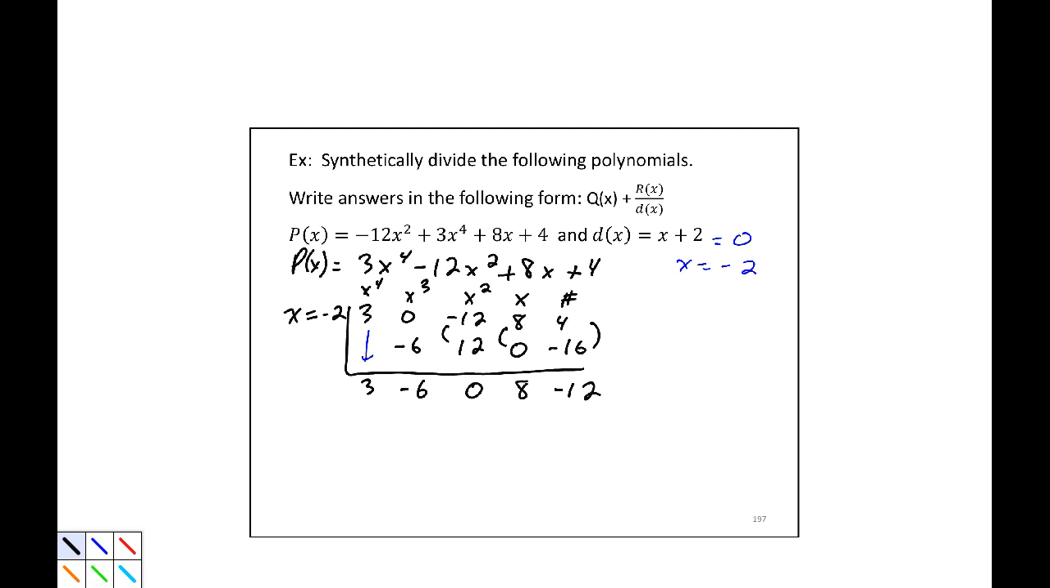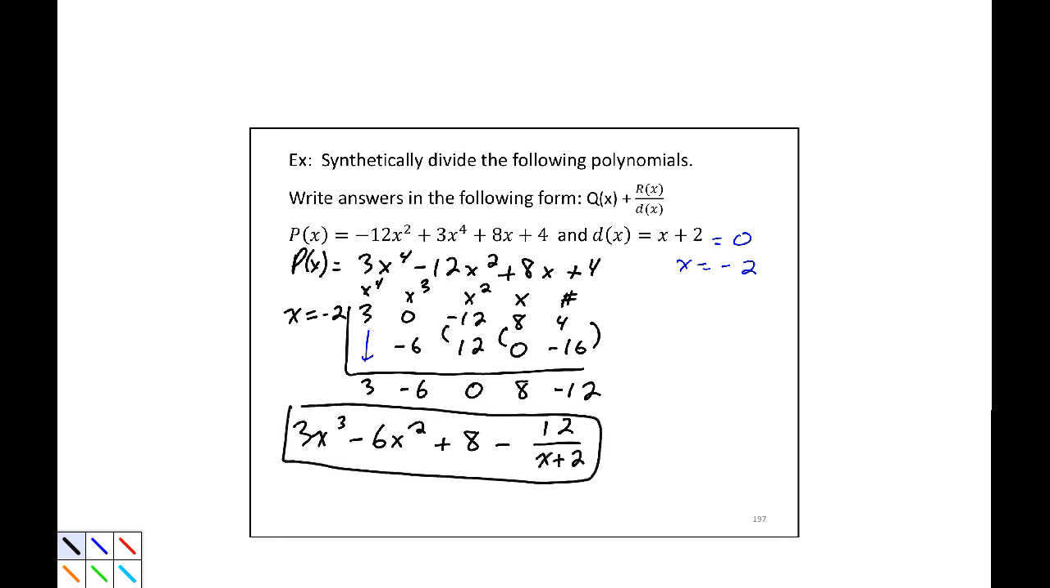We began with an x to the fourth term, so the first term we'll have is an x cubed, so 3x cubed minus 6x squared plus 0x, I'm going to skip that, plus 8 is my constant, minus 12, that's my remainder, divided by my divisor, which was the x plus 2. 3x cubed minus 6x squared plus 8 minus 12 divided by quantity x plus 2.